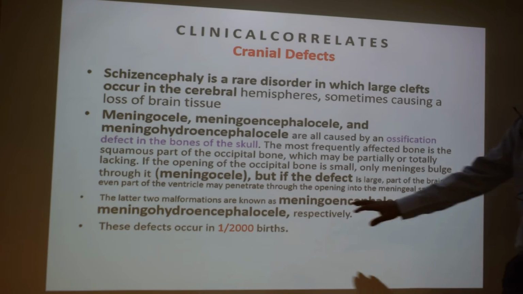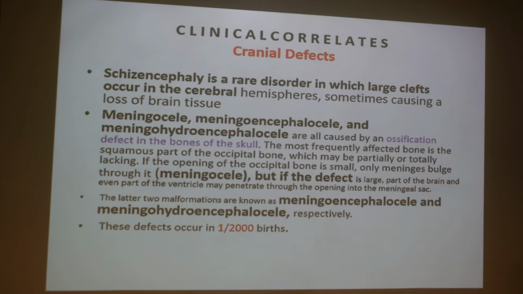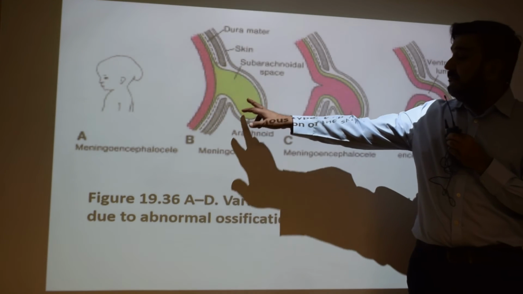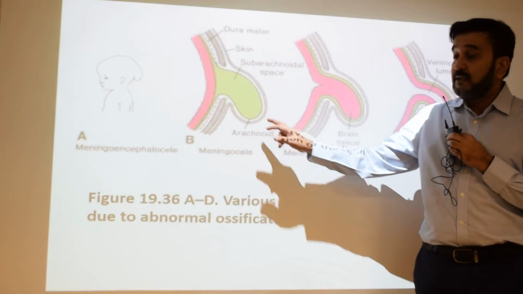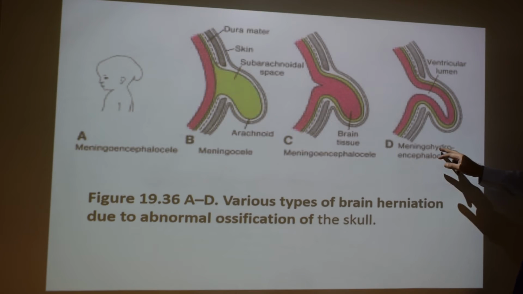When only the meninges bulge out, it is called a meningocele, but if the defect is large, part of the brain, or part of the brain with the ventricular cavity, can also bulge out. The defect is about 1 in 2,000 live births, so it's not that common, but it is still not that rare. These are the three types which you can see. This is the meningocele, where you can only see the meninges. Here the brain tissue is also there, and here the ventricular cavity is also coming. So this is hydroencephalocele. Sorry.